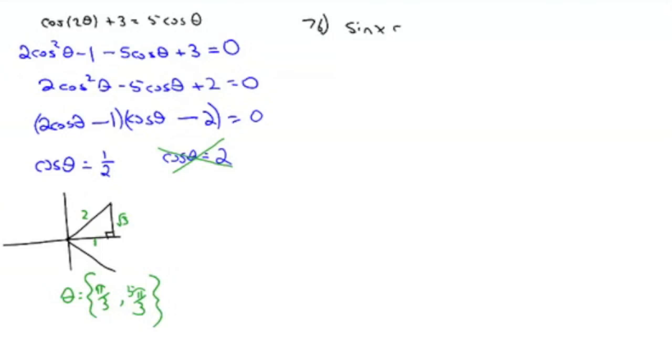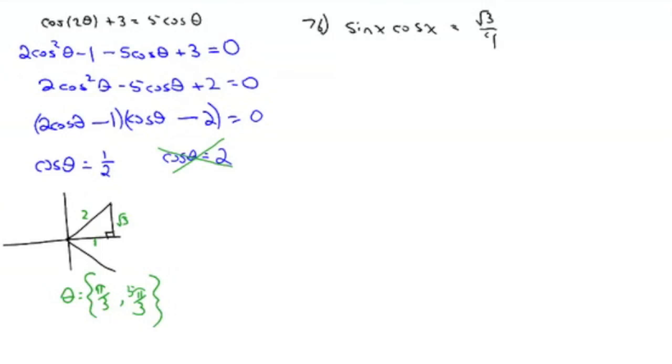Sine of x cosine of x is equal to... Did I write the right one? Yeah. Square root of 3 over 4. When you see these things, you have to always keep identities in the back of your head.